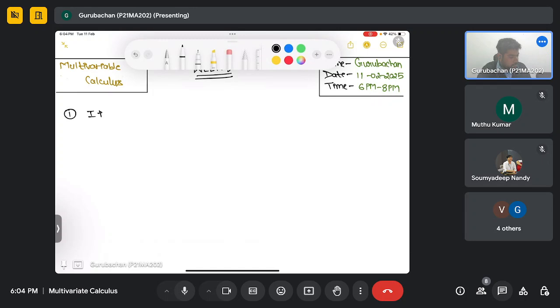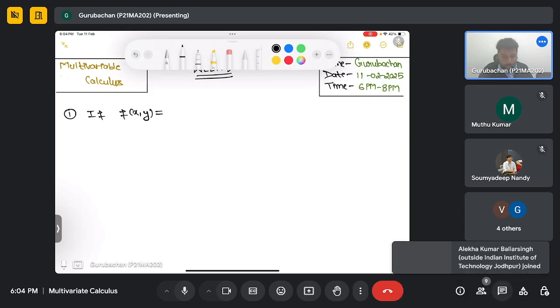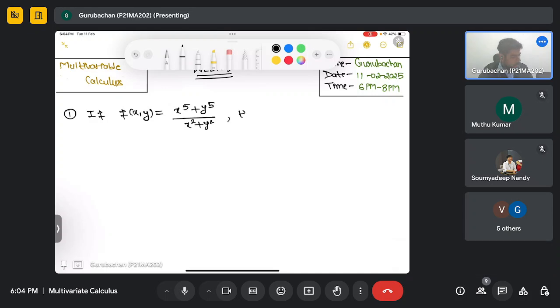If f(x,y) equals (x to the power 5 plus y to the power 5) divided by (x square plus y square), then find the value of x f_x plus y f_y. Please try this, then we will discuss.